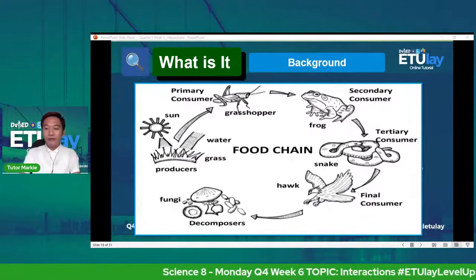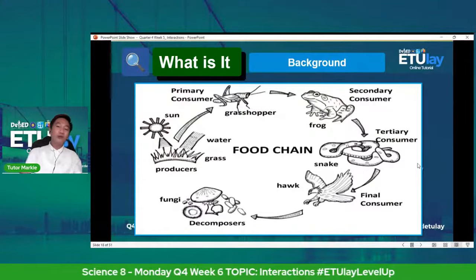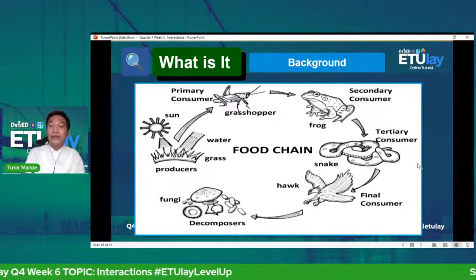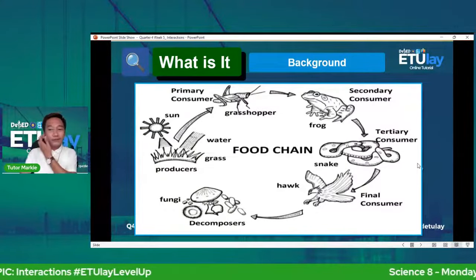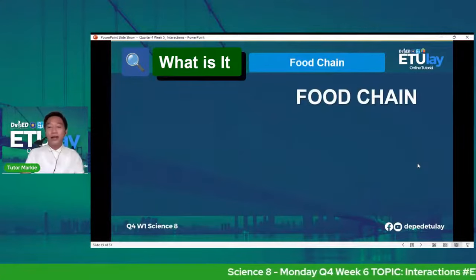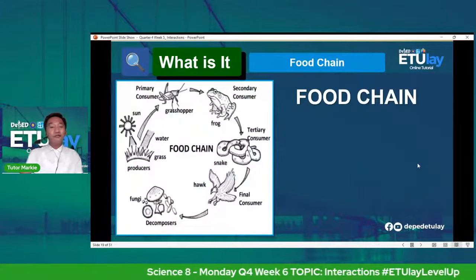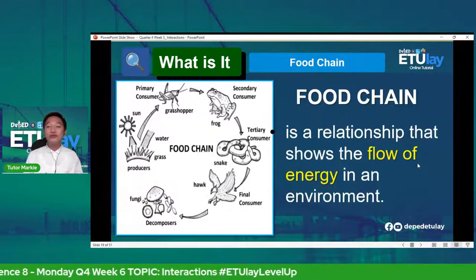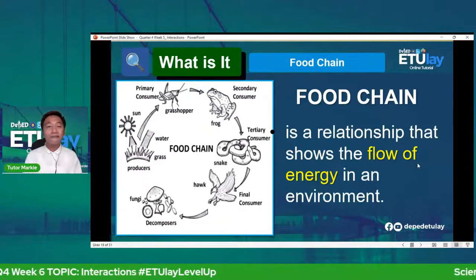All right. So what is a food chain? Can we consider this as a part of a certain biodiversity? Yes, it is part of biodiversity. So it is just only a process that can be found in biodiversity. So what is a food chain? So a food chain is a relationship that shows the flow of energy in an environment.